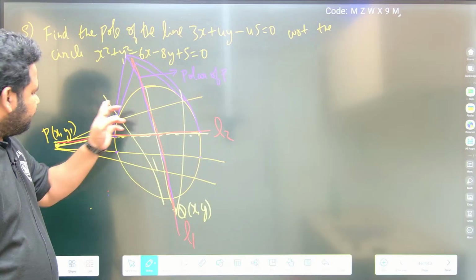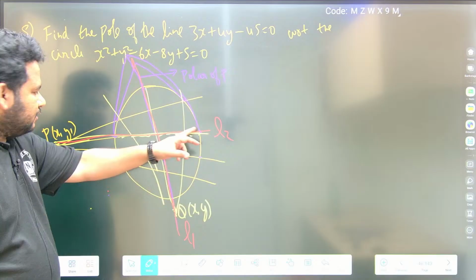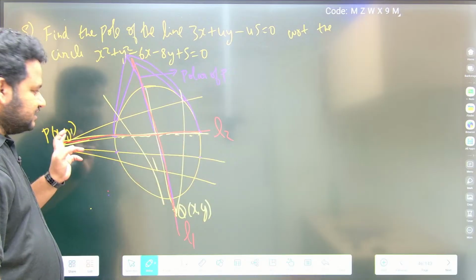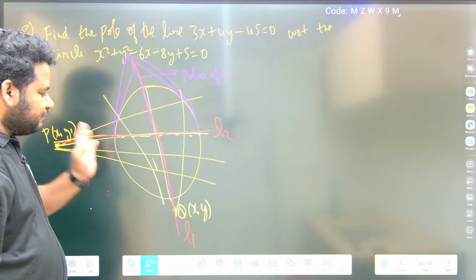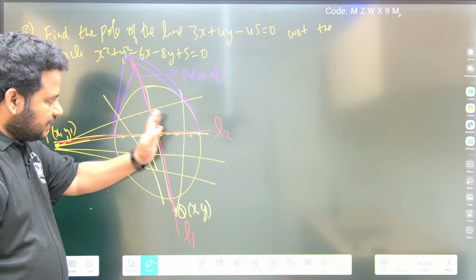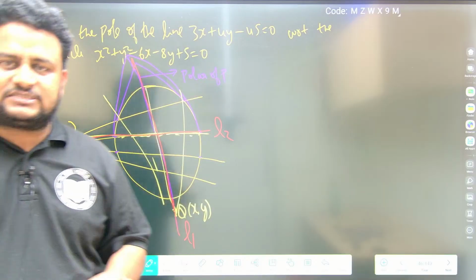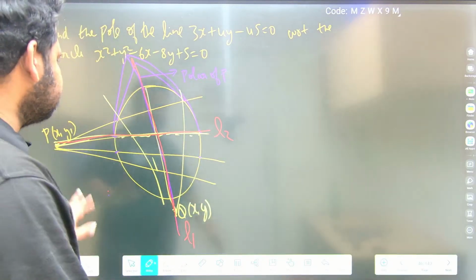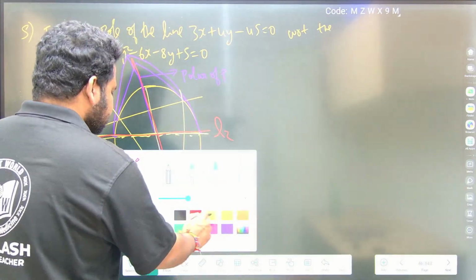So when Q lies on the polar of P, L1, and P lies on the polar of Q, L2, then we say that the lines L1 and L2, with poles P and Q, are conjugates of each other. That is the meaning of it, friends. Now, having said this, let us solve this question.